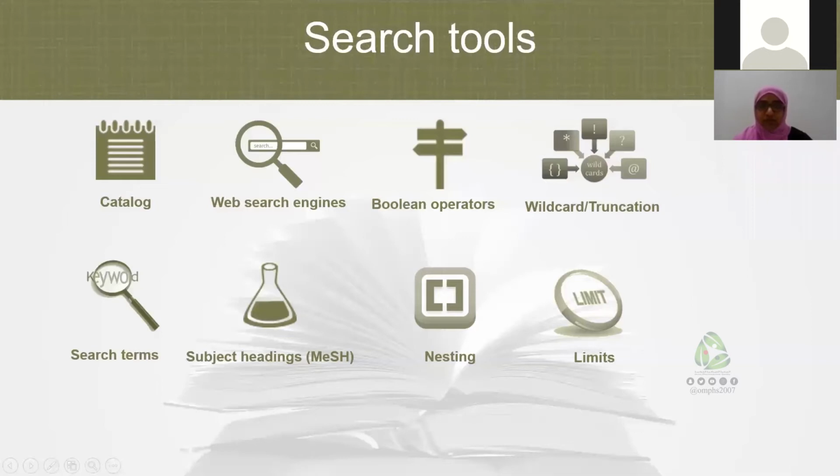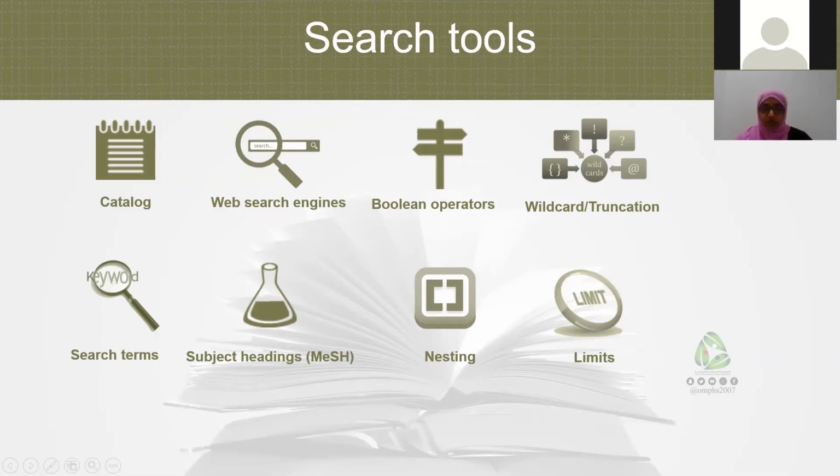These are some search tools that I managed to show you. Most databases would use these tools, but you need to understand each and every one of them. Some databases use a catalog method where they have a catalog and you can know how to search. Some use web search engines, and the easiest example would be Google Scholar. Boolean operators, and I'll show you later how we do that. And there are some symbols and wildcard truncations you can use to broaden your search.